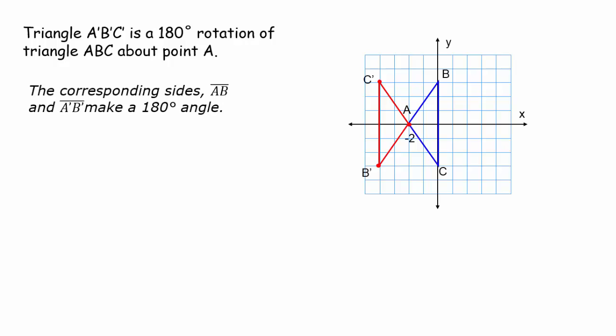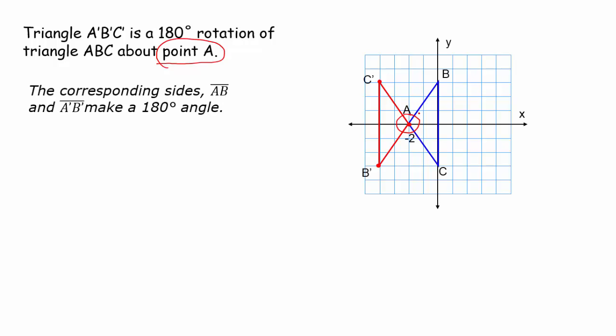Let's take a look. It says triangle A'B'C' is a 180-degree rotation of triangle ABC about point A. What is different about that statement? Well, usually we've been rotating all of our figures about the origin, but not tonight. Tonight we're going to be rotating about point A, which means this figure will turn 180 degrees, or in the complete opposite direction, around this point here, which is A, instead of the origin.